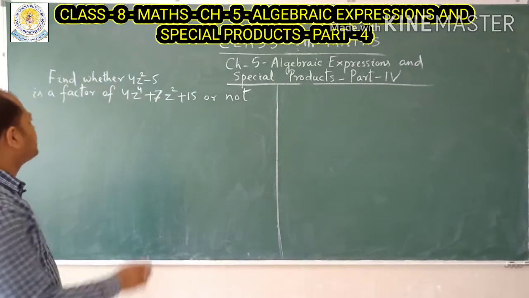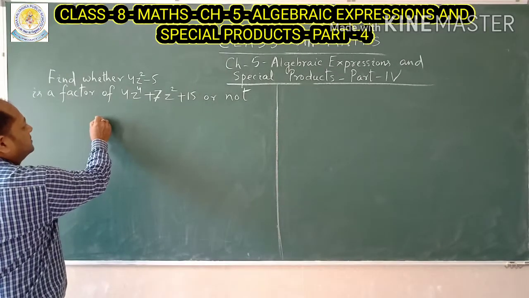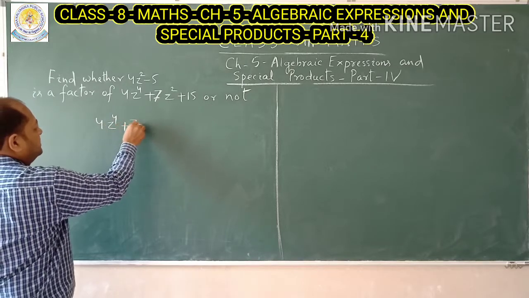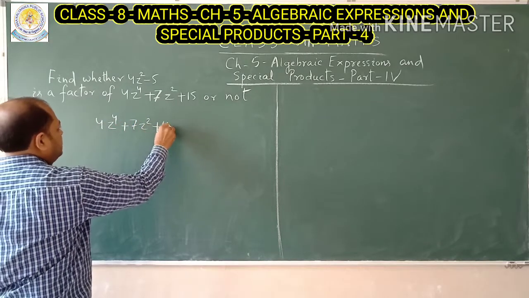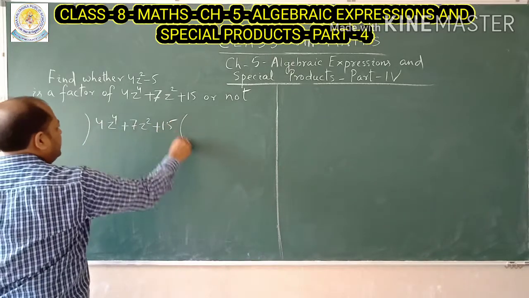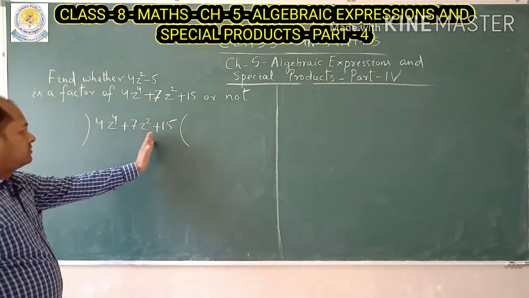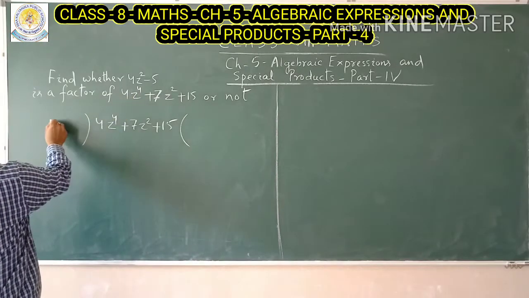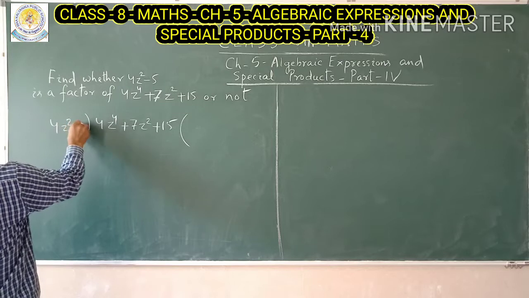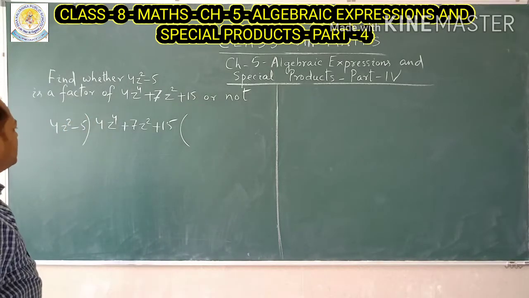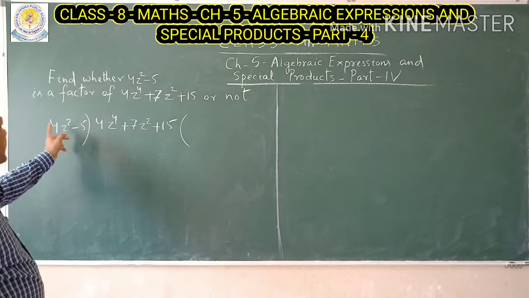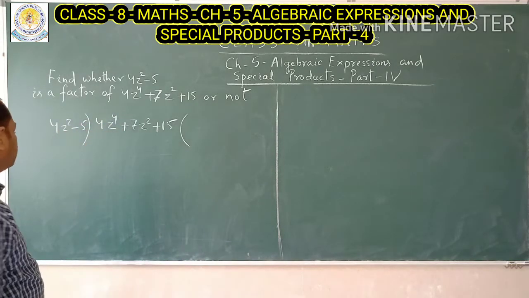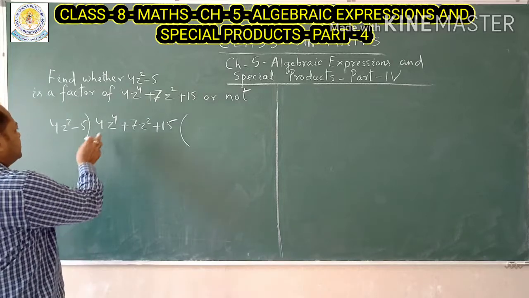So let's check. So what is dividend here? Write this: 4z to the power 4 plus 7z square plus 15. So here we are looking that the dividend is in proper order. So all the terms are in proper order. Now what is divisor here? That is 4z square minus 5 is the divisor here. And we have to multiply any term so that the first term will come 4z to the power 4. So what we multiply? So let's multiply z square.